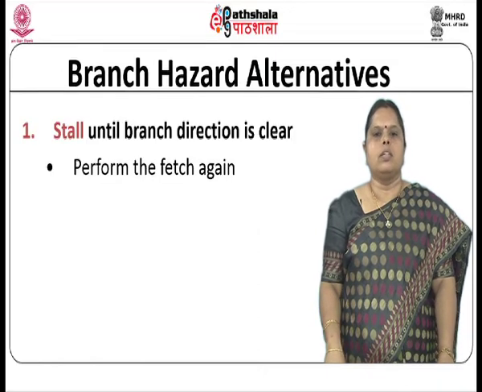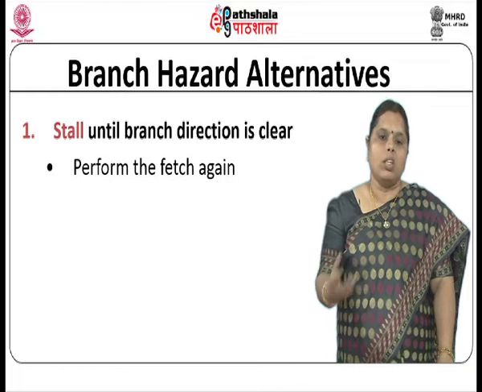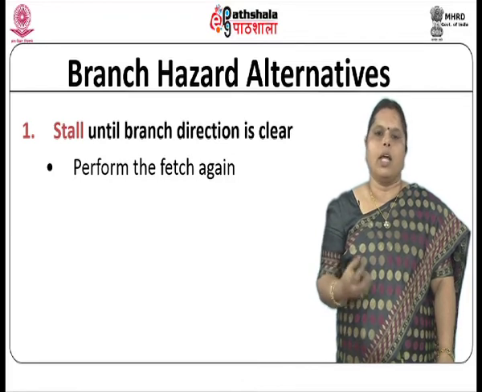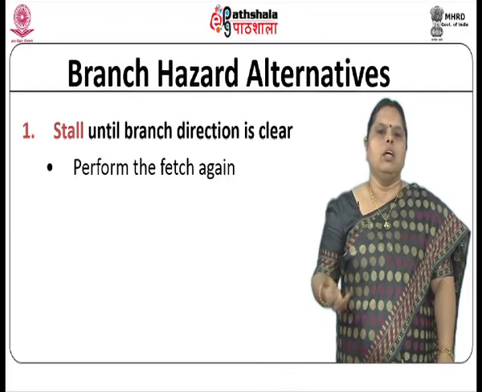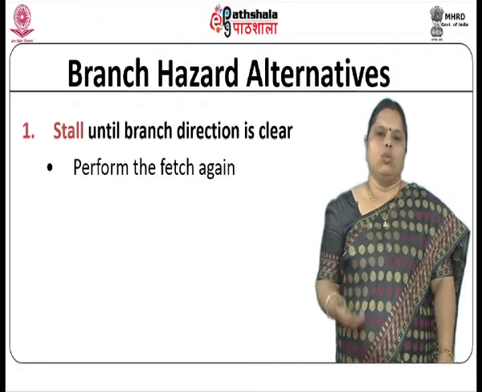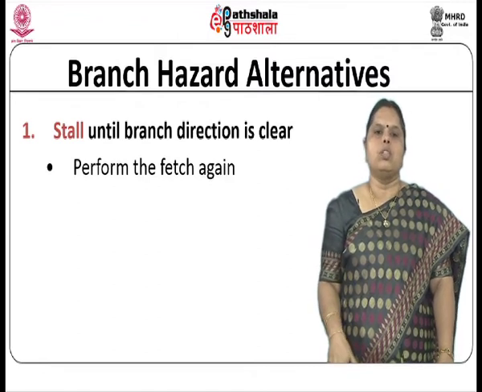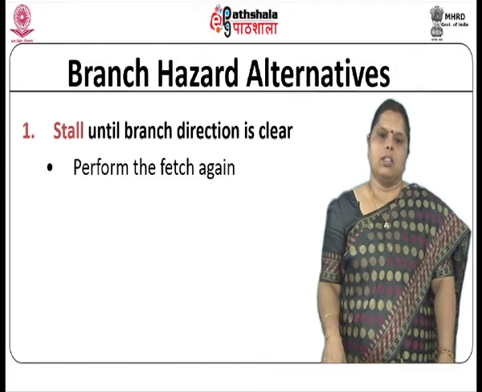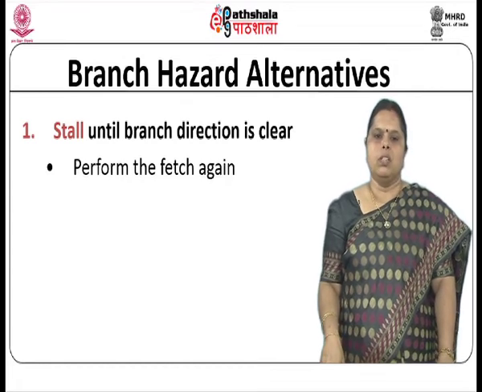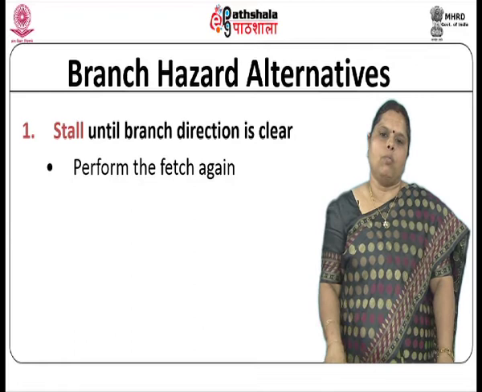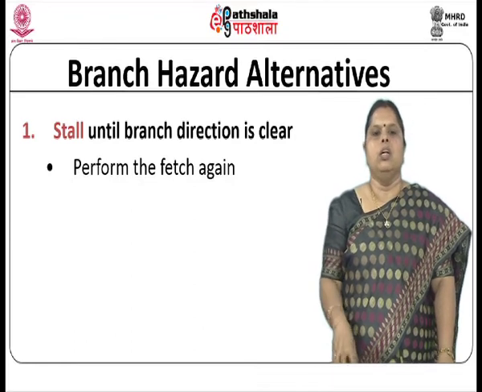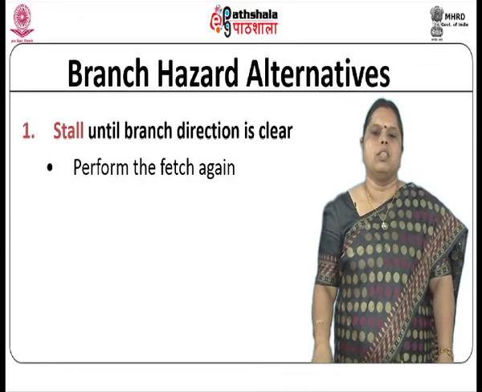So, having discussed what the problem is and how it can be handled in a MIPS architecture, we look at all the other general solutions. The general solutions provided for branch hazards are, first, the simplest solution, but obviously not a very effective one: stall until the branch direction is clear.